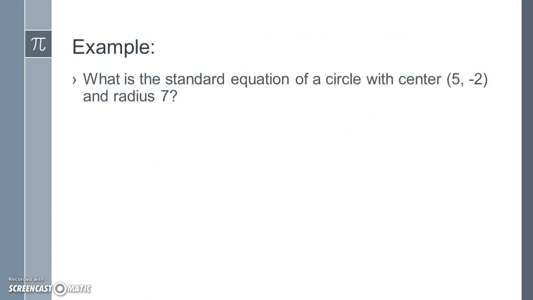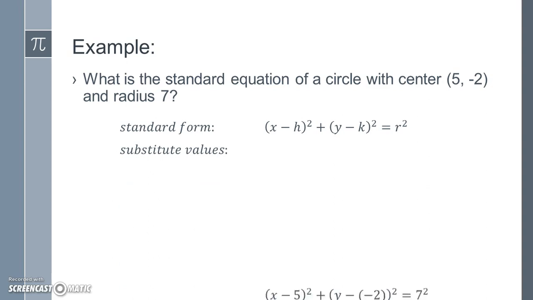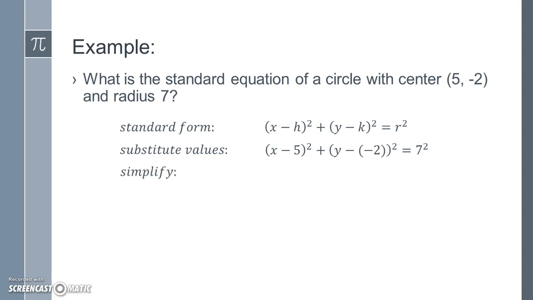Okay, so here's how we use it. So what's the standard equation of a circle with center 5, negative 2, and radius 7? So this is our standard form. We're going to substitute 5 in for h, negative 2 in for k, and 7 in for r. So here we have x minus 5 squared plus y minus negative 2 squared equals 7 squared. And then we're going to simplify this.